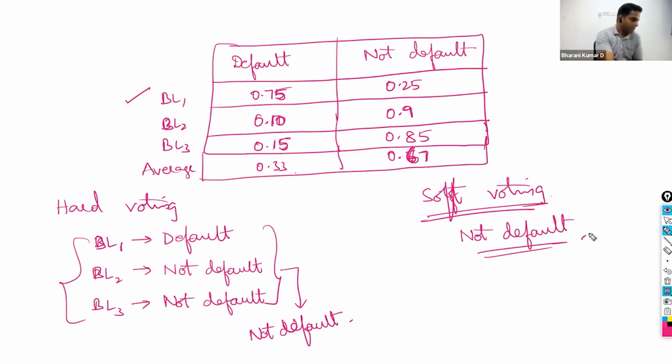Okay. All right. Okay. So we understand the difference between hard voting, soft voting, simple average, and weighted average. We also now understand bagging.